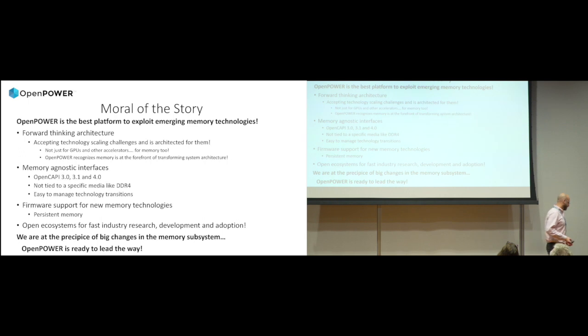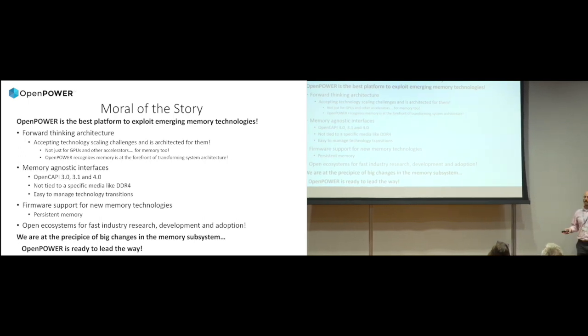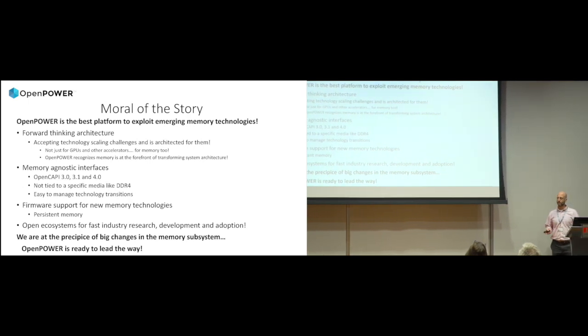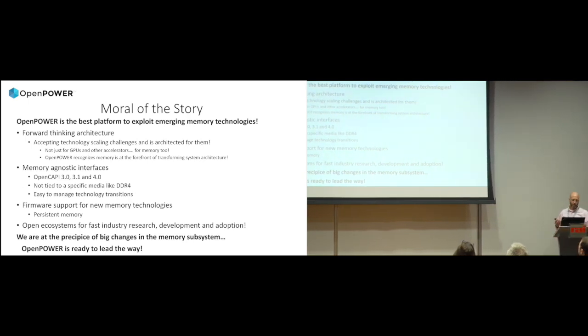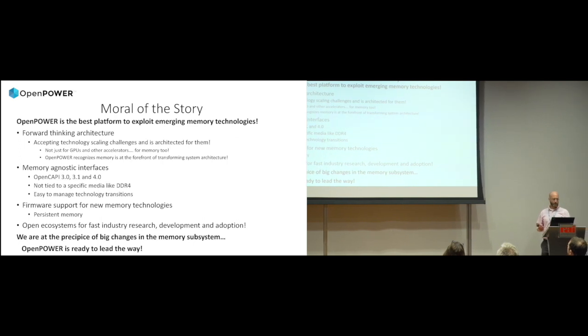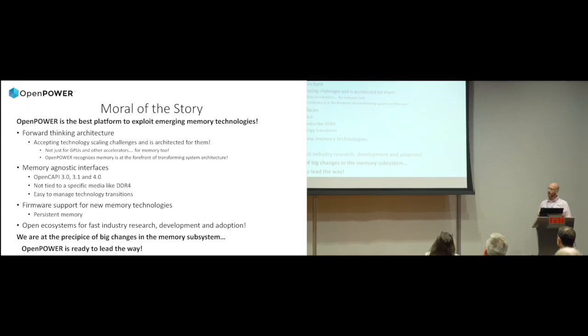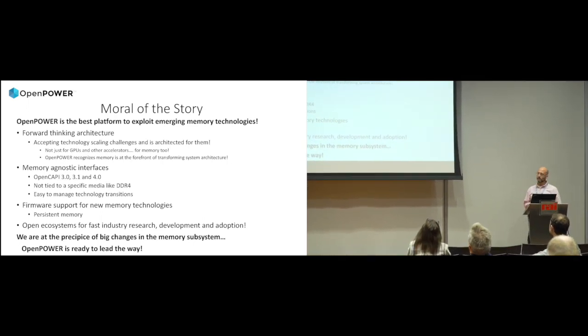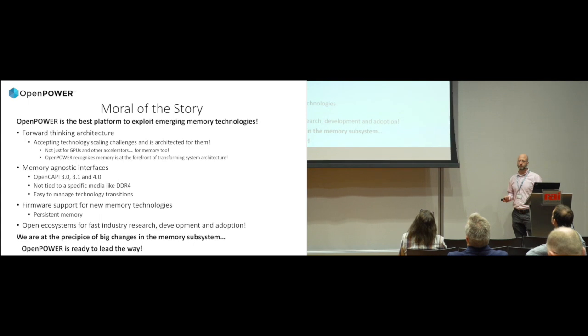With the next generation of P9 that's going to be coming out with the OpenCAPI memory interface, we've touched on that in some of the other conversations, the OpenCAPI 3.1. We just know that it's a forward-thinking architecture. We're accepting the technology scaling challenges, and OpenPOWER is architected to solve those issues. So it's not just for GPUs and other accelerators. Now it's for memory too. We have to really start thinking about the changes in the upcoming memory subsystem.